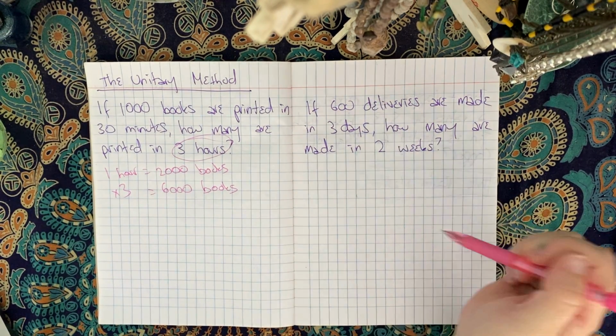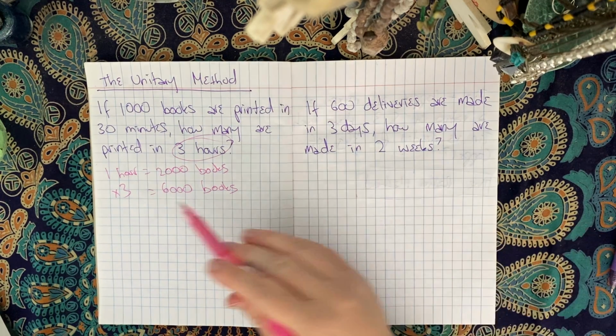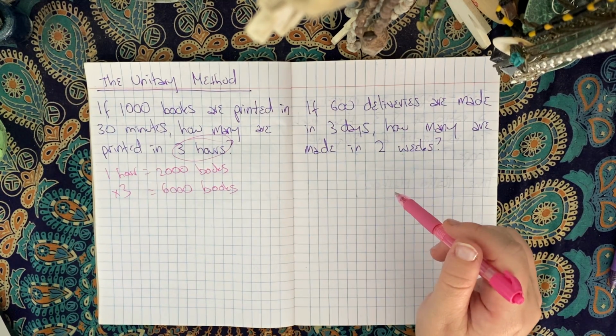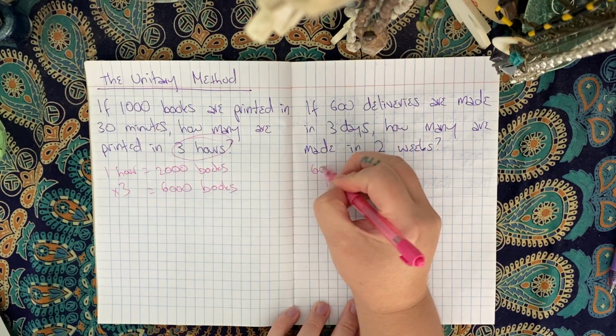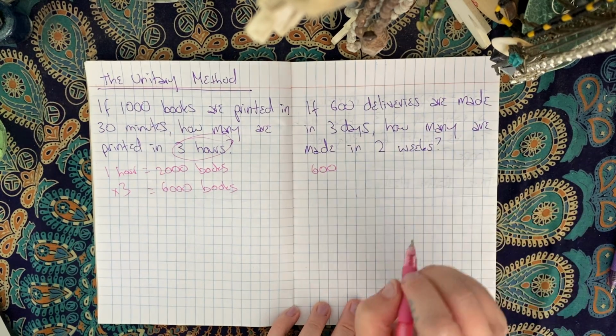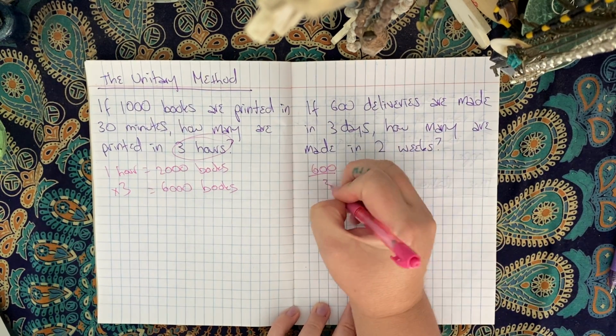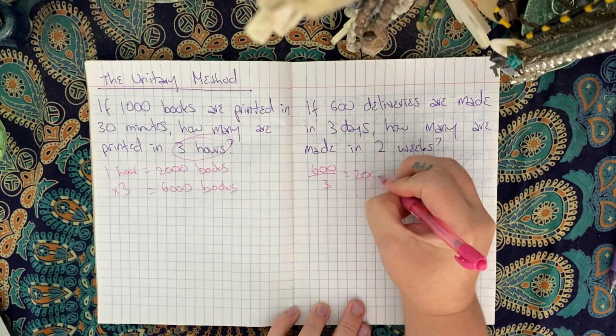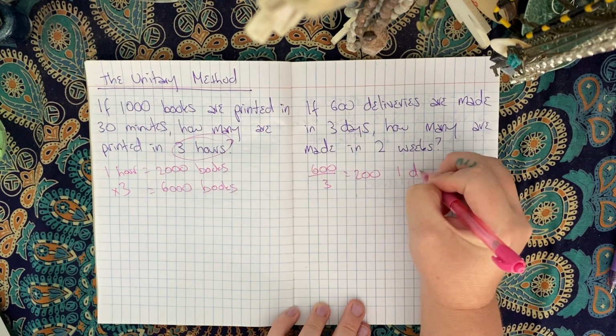Let's do another one here. So if I have 600 deliveries, so this one I scaled up, this one I'm going to scale down. So I have 600 deliveries in 3 days, but I need 1 day. So I'm going to divide this by 3. So that means I have 200 deliveries in 1 day.